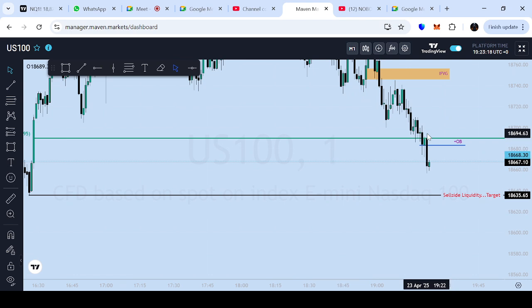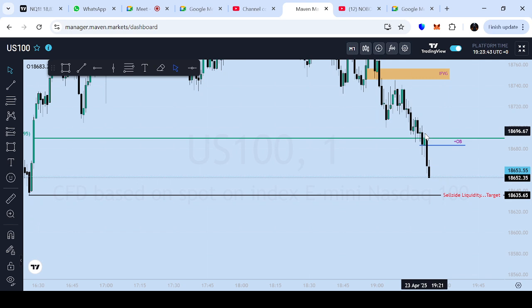Price trading below the consequent encroachment. That's why it's acting as an inversion. You can see this is a candle that traded below it, that broke the discount area. That's the discount. Then coming back to it, it is acting as a resistance. That's why price could not trade above again. It's now acting as a resistance.